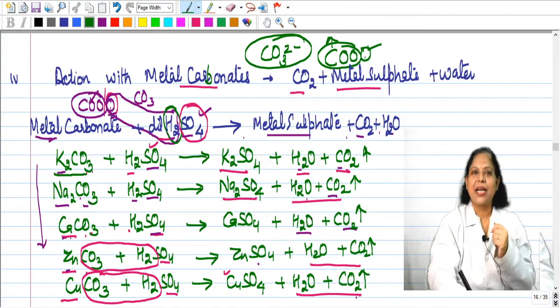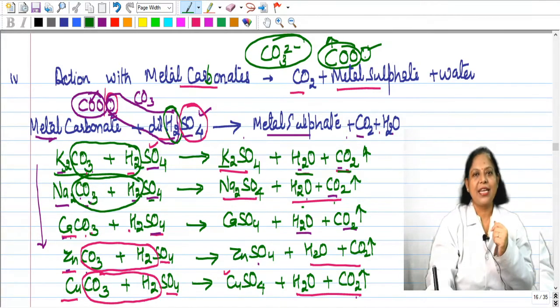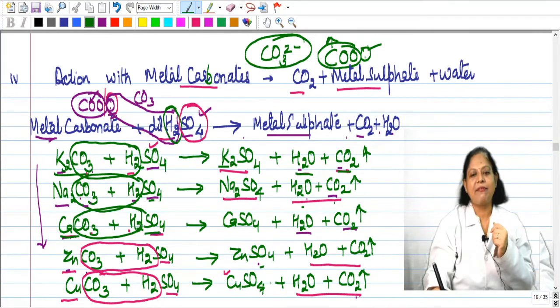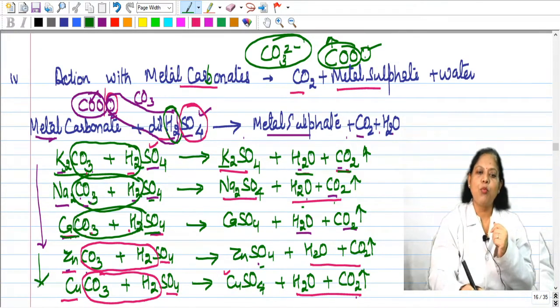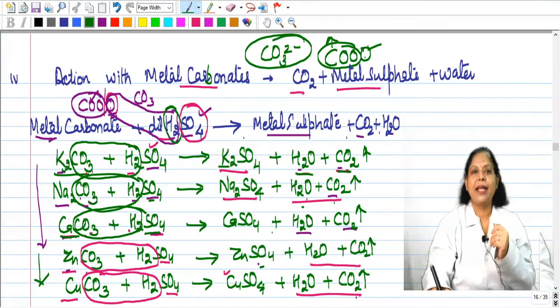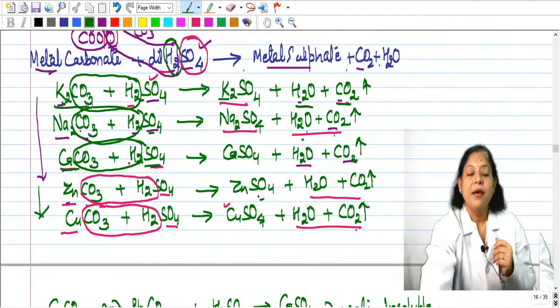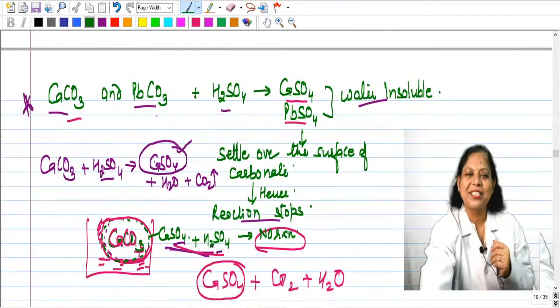So potassium carbonate when combines with sulfuric acid, so hydrogen and carbonate, they will combine to form water and carbon dioxide, and you will get potassium sulfate. Similarly, you will get sodium sulfate, water and carbon dioxide. Then again water and carbon dioxide, and you will get calcium sulfate. This way you will get zinc sulfate and copper sulfate. So as we move down, what will happen? The formation of the sulfates will take place along with water and carbon dioxide, but of course the speed of reaction will get slowed down.